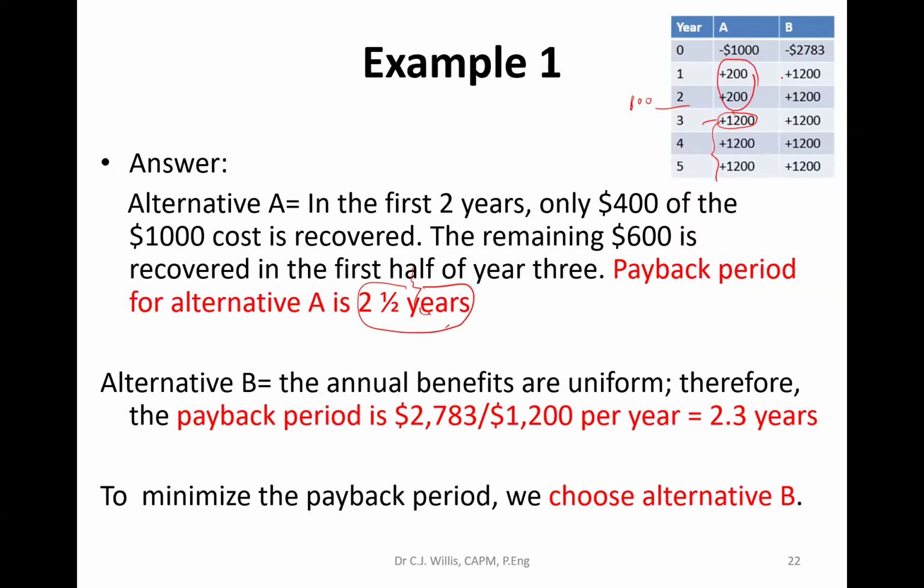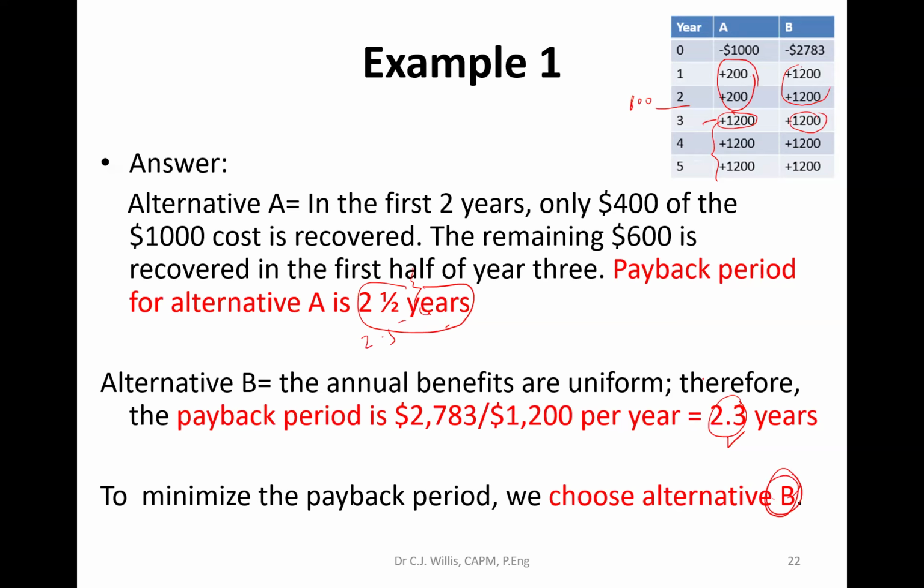Whereas the second alternative, this one is 2,400. The remaining money is 383, which is like one third of this money, close to the 400. So 2.3 years that you require. Which one is less time here? 2.3 is less than 2.5. So that means you need to choose alternative B because you want to get your money back as quickly as you can.